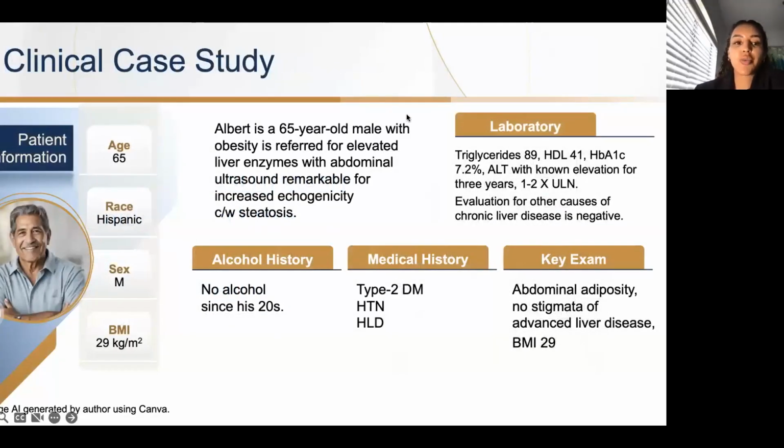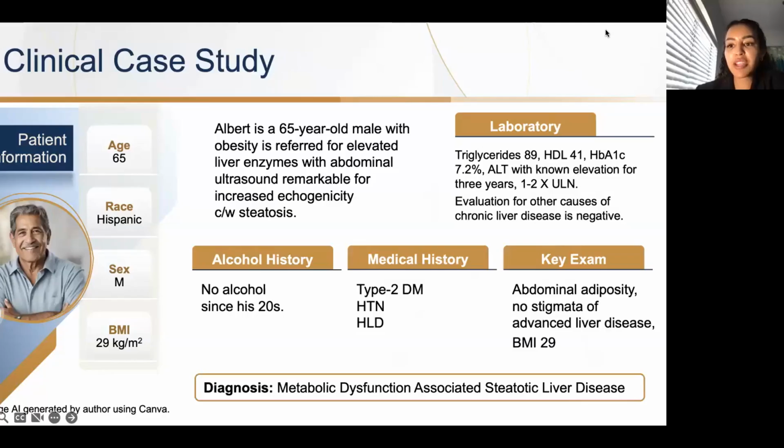Alrighty, so to get started, we are going to start with a case, a patient that I'm sure many of us have seen for those of us that manage MASLD, and even those of us that maybe don't work in a hepatology clinic, but this patient is pretty typical of the patients that we see in practice. Albert is a 65-year-old male with obesity. And he's referred to a hepatology clinic because he's had elevated liver enzymes and he had an abdominal ultrasound that showed increased echogenicity consistent with steatosis of the liver.